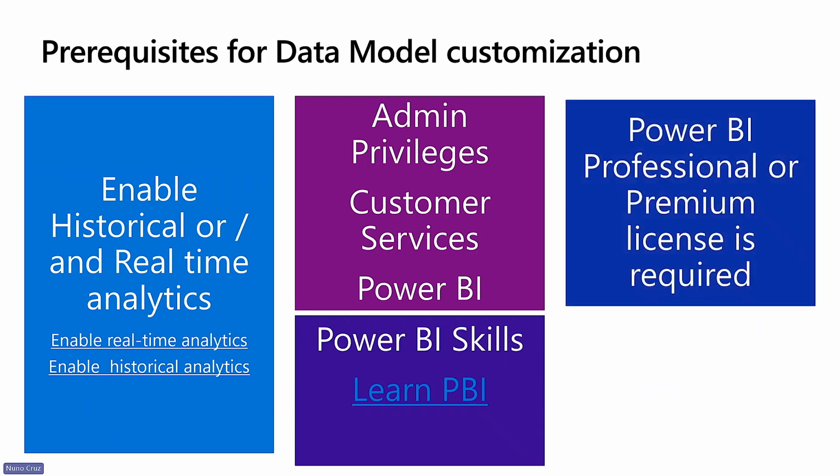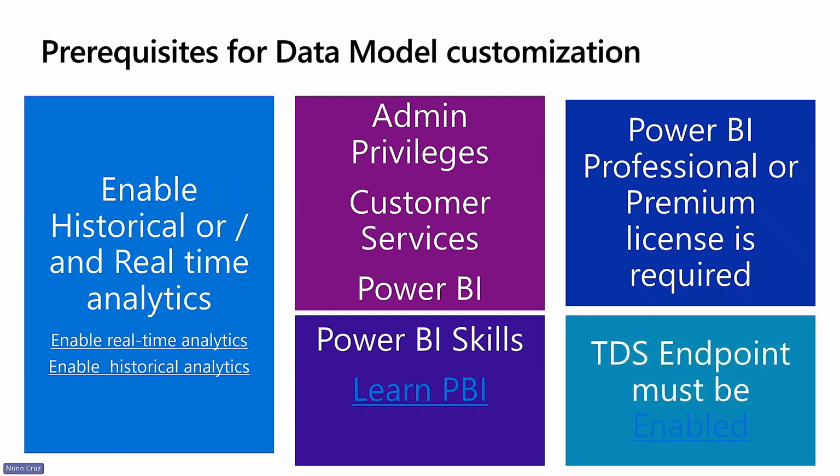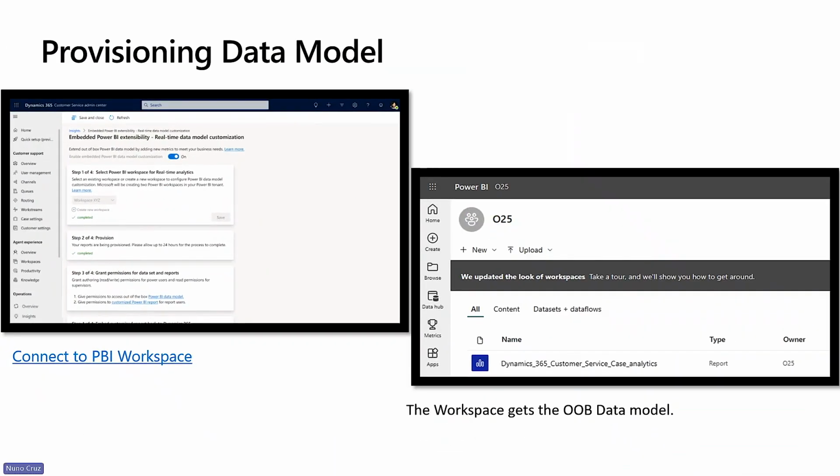A Power BI Professional or Premium license is required so you can publish back the custom reporting and use the workspace. And the TDS endpoint must be enabled on your environment. As we saw during previous slides, we need to enable the data model customization. Enabling data model customization will provision a copy of the out-of-the-box data model in the selected workspace. That will be used as the dataset to connect from Power BI Desktop later. On the left image, we can see that the workspace is already configured and reports were provisioned during step 2. On the right image, accessing our workspace, it is possible to see that out-of-the-box reporting is already available.